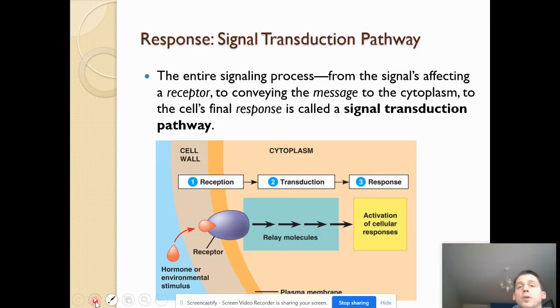The entire pathway is referred to as a signal transduction pathway. So the entire signaling process, from the signals affecting a receptor, which is happening here, to the conveying of the message through the cytoplasm to the cell's final response, is called a signal transduction pathway. It has 3 parts: reception, so getting that signal; transduction, passing the signal on through the cytoplasm; and then response. Something is going to happen as a result of that signal.